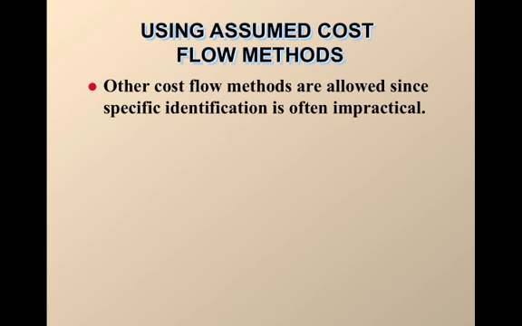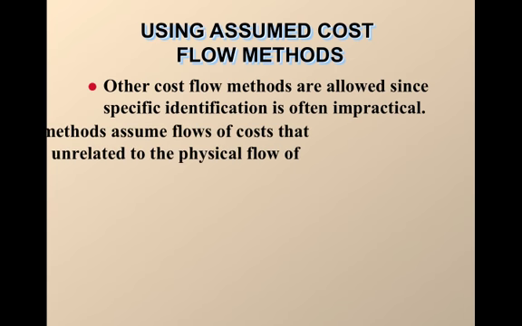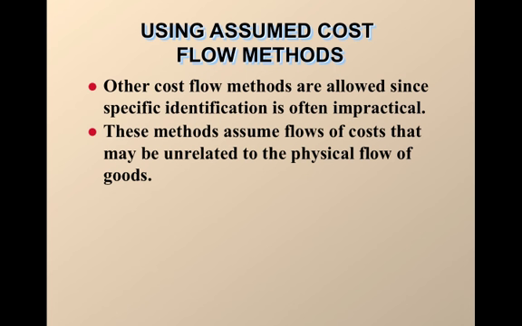Now there are other cost flow methods that we can use other than the specific identification method, because it's not always practical. Picture a grocery store with boxes of foods and cans and whatnot. They don't always know exactly which can someone took off the shelf. So in fact, it would be really impossible to use the specific identification method, and valuing an inventory for that company would be tough. So we need to come up with some methods of doing this. These methods assume flows of costs that may be unrelated to the physical flow of goods. So what we're saying is we're going to track the flow of costs, but it might not actually be the particular item.